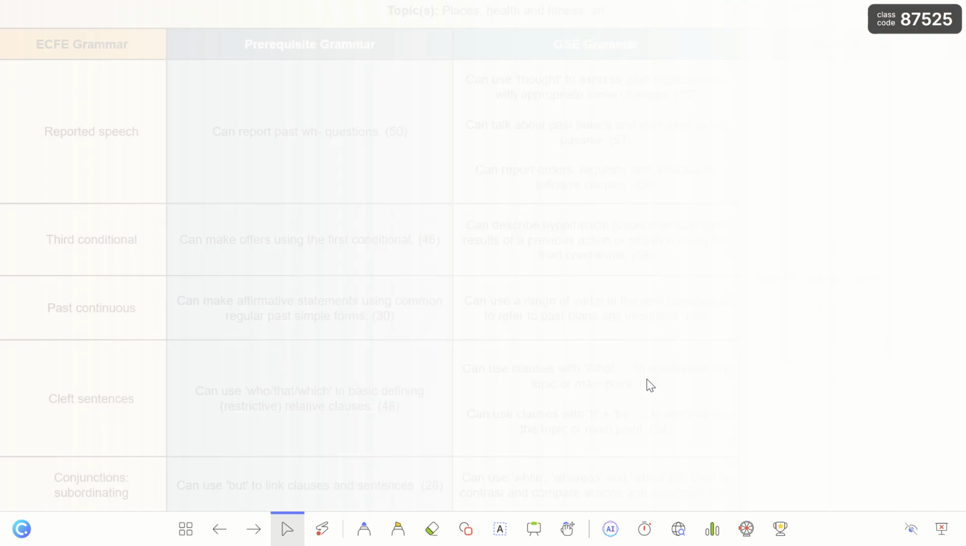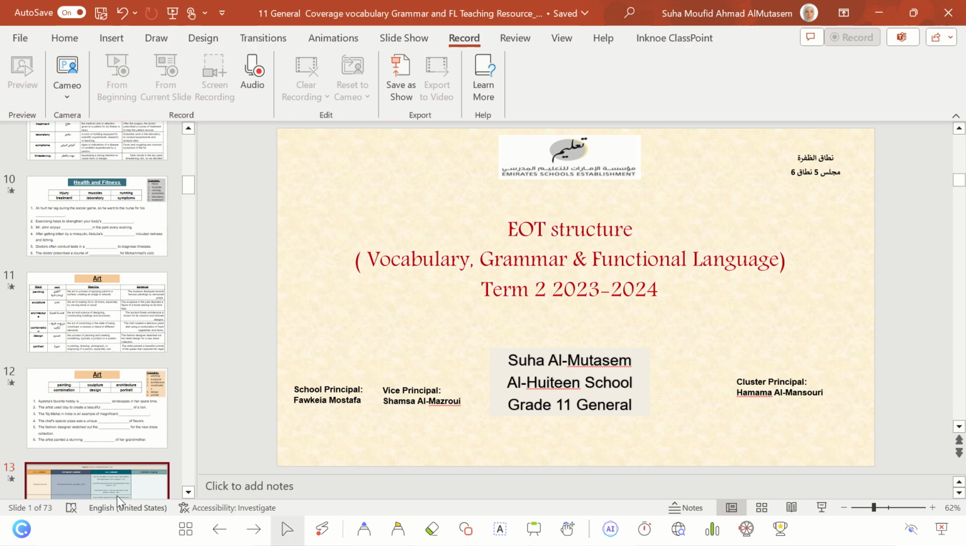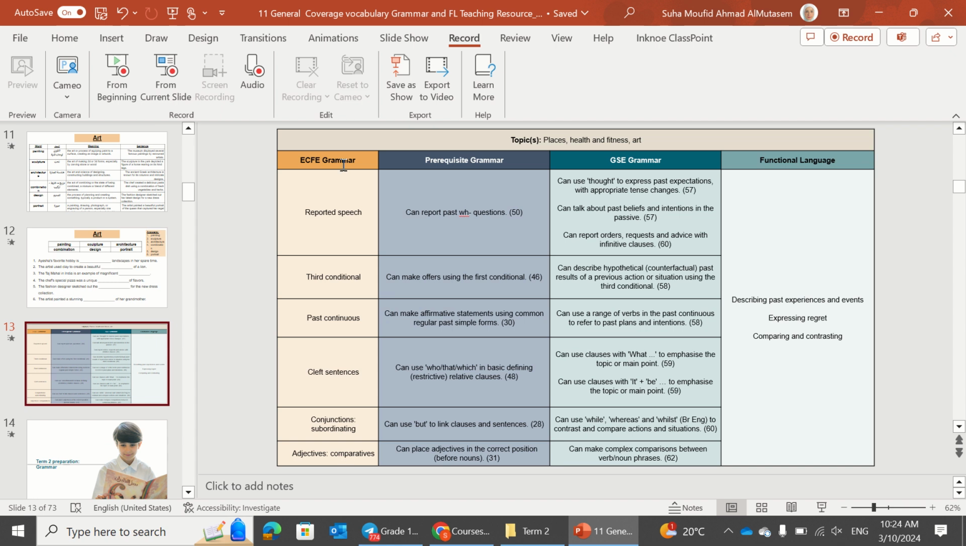That's fine. Okay, now for the grammar, we need to cover these six here. I have another one down. We need to cover these topics: reported speech, third conditional, past continuous, cleft sentences, conjunctions as subordinating conjunctions, while, whereas, whilst, and comparative adjectives.